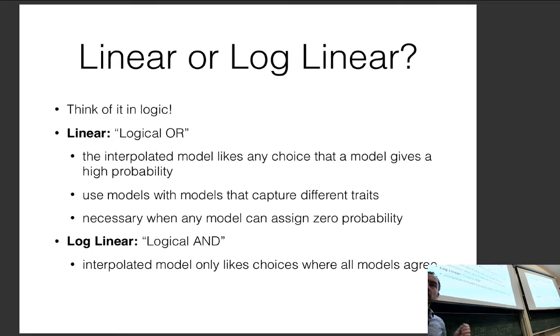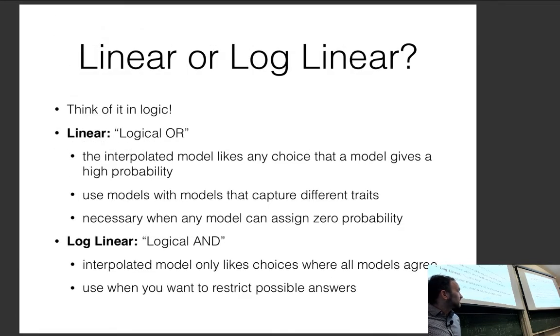So the log linear interpolation will favor things that all of the models kind of agree that they like. So I'm pretty certain that in this particular example, if you did log linear interpolation, this first example would have a higher probability. First choice would have a higher probability than the other ones. So this means that you should use them in different use cases.